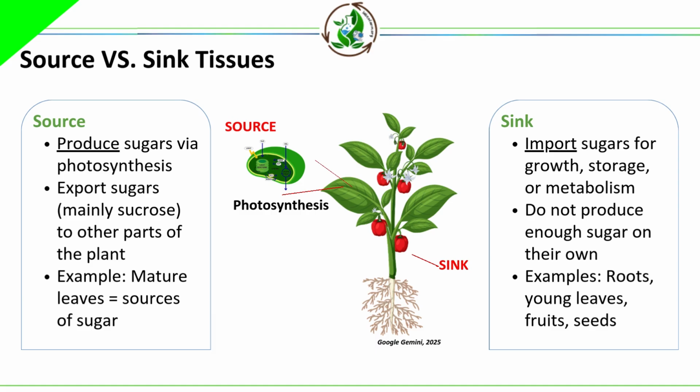In plant biology, sources are tissues that produce more sugars than they use, such as mature leaves which conduct active photosynthesis, and sinks are tissues that need sugars but can't make enough themselves, such as roots, young leaves, fruit, and seeds. Sugars move from source to sink through the plant's vascular transport system.